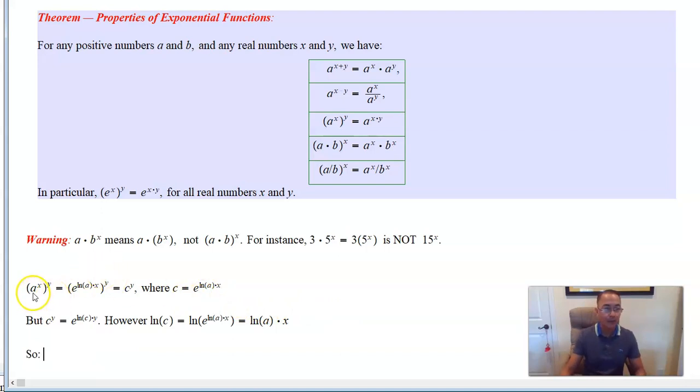So where are we? Let's bring this back up to c to the y. We said that c to the y is e to the ln of c times y. But ln of c is ln of a times x. So we have one more step: we replace ln of c with ln of a times x. There we go. But wait a minute, we have e to the ln of a times x times y.